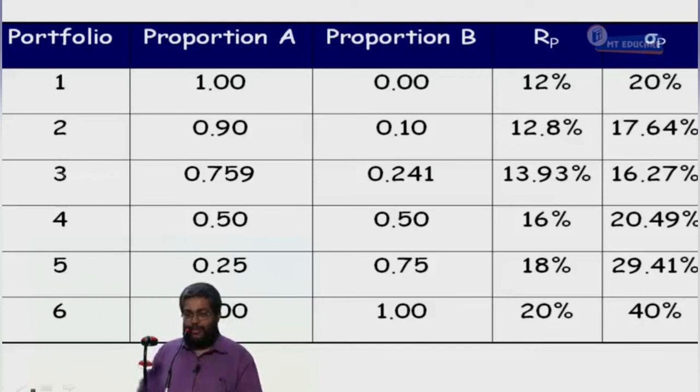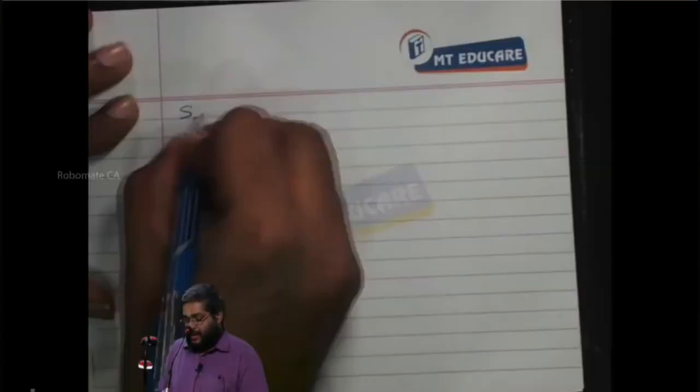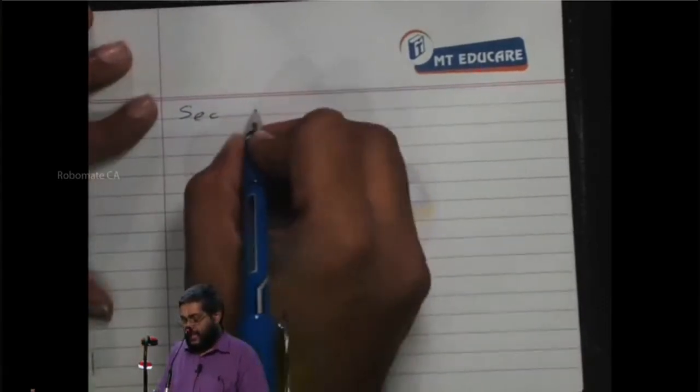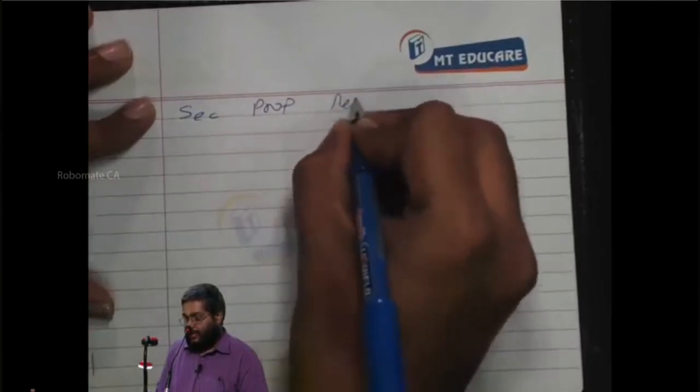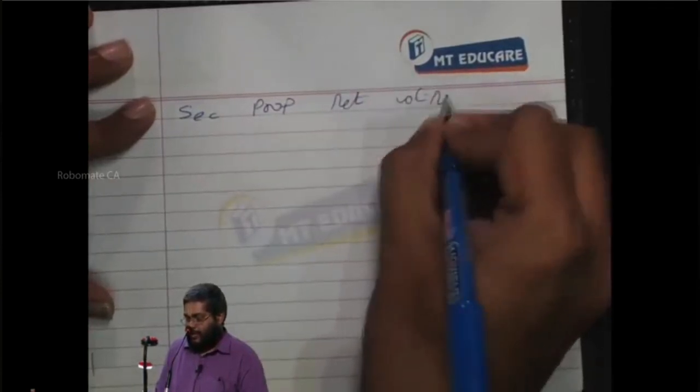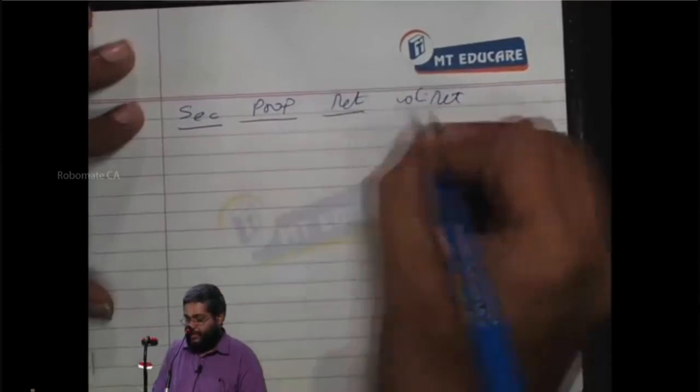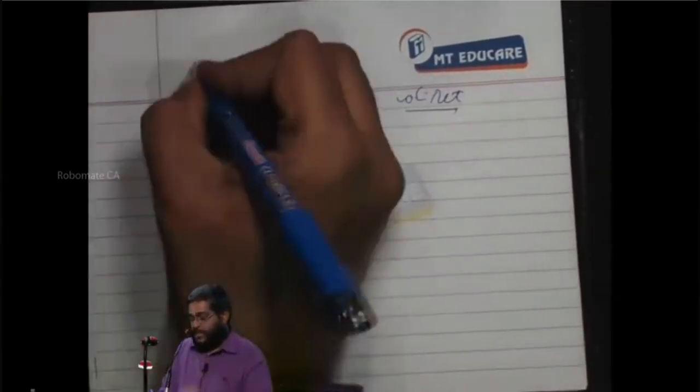I may be repetitive, still let us see what is the return of that portfolio. Please, you need not copy, just for your confirmation. Security, and then what? Proportion. Third is what? Return. And fourth is what? Weighted return. Please, everybody participate with me. Yes or no? Now, I am doing for which portfolio?